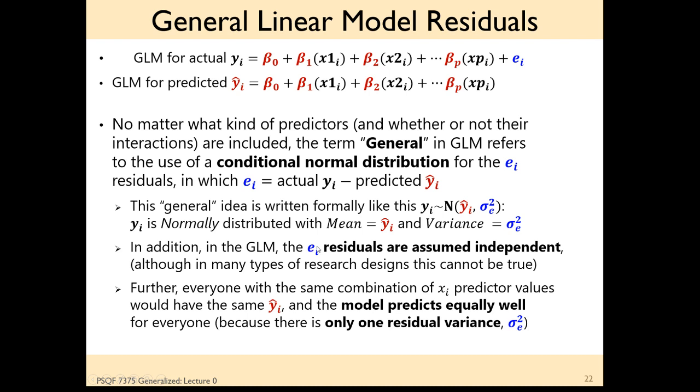The other thing that goes along with normal and independent is constant variance. This model, written right here, says y sub I is normally distributed with a mean of y hat. Y hat has an I subscript. That means each person potentially gets a different y hat, right? But everybody shares the same E variance. That doesn't have a subscript of I on it.